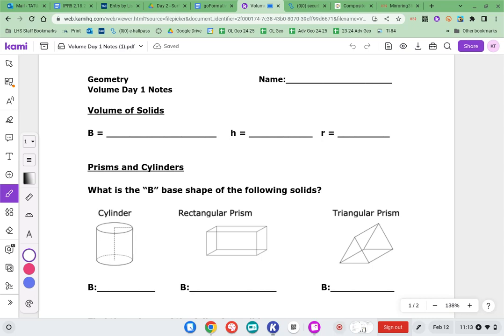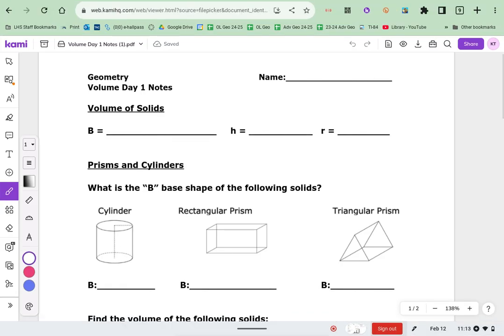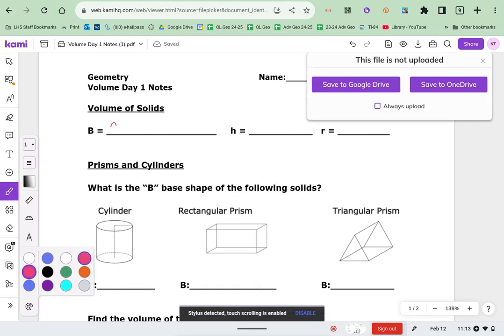Volume is easier than surface area, which is good. Volume is the amount of space something takes up, like how much water you could pour into a container. So similar letters in our formula. Capital B still is area of the base.